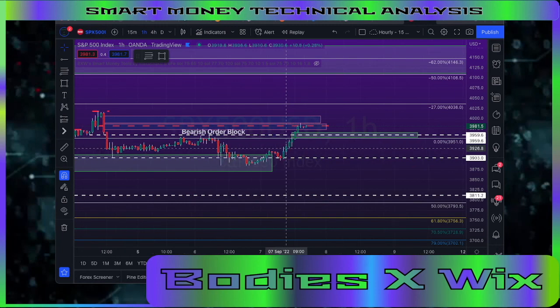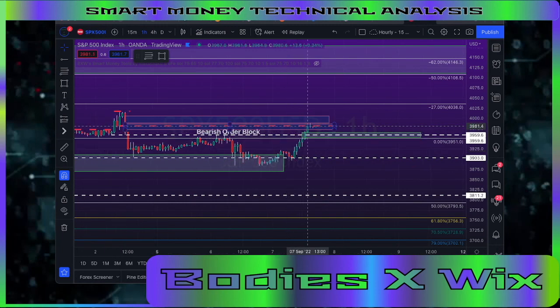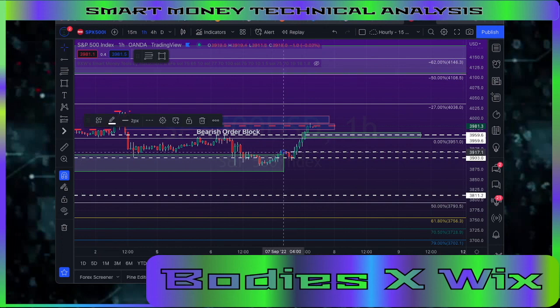So I wouldn't be surprised to see it fall back into this fair value gap, maybe even a little bit further. It could fall back down to the top of the first of the red candles, right? Because that would be your bearish order block, or your bullish order block. I'm sorry.